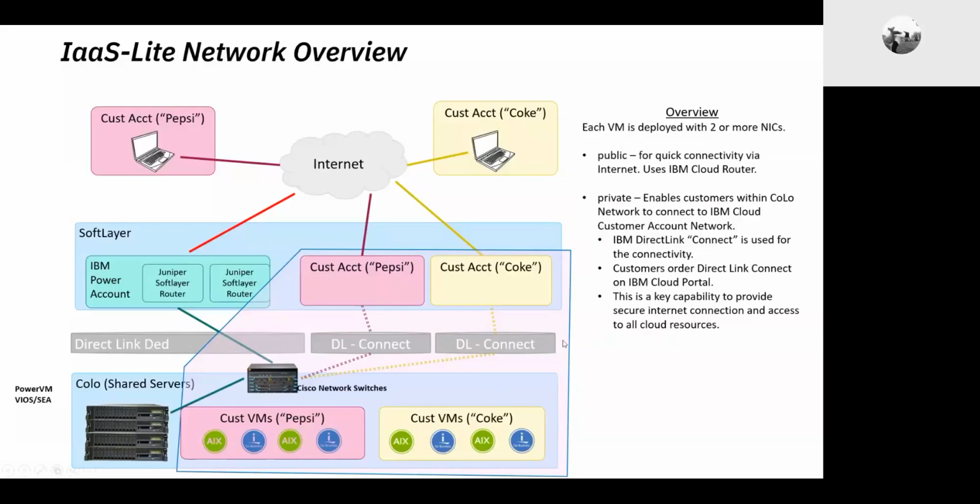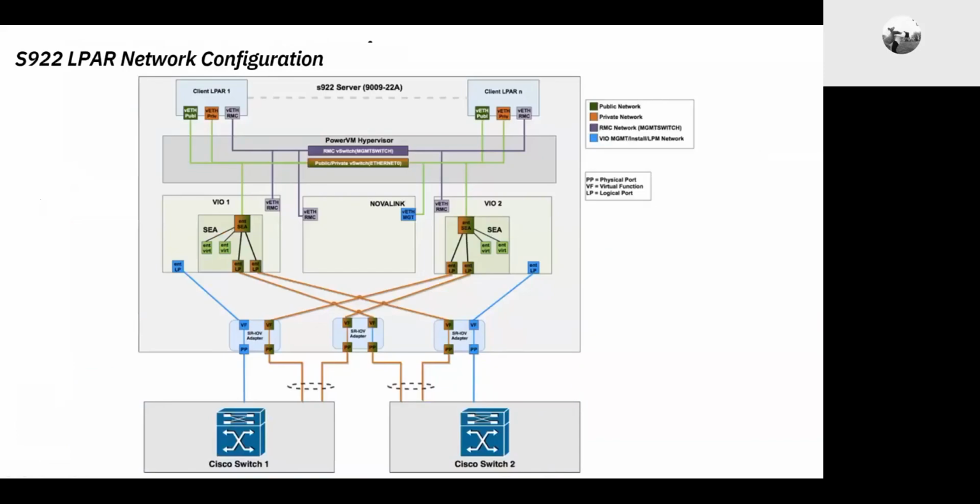Now, the minimum bandwidth for the Direct Link Connect, which is what a customer would provision to get the connection from x86 to Power, is 100 Mbps. That's the minimum bandwidth that you can order. Now, these are the charts I said I'm not going to spend time on because all they're doing is showing you the way we configure the systems is the exact same way you configure the systems.